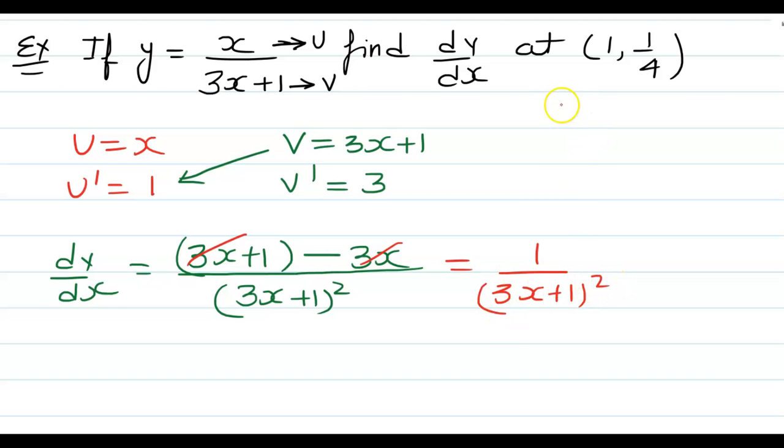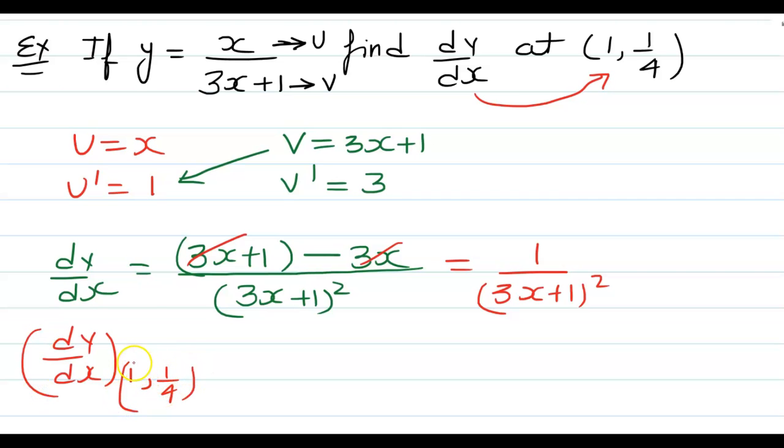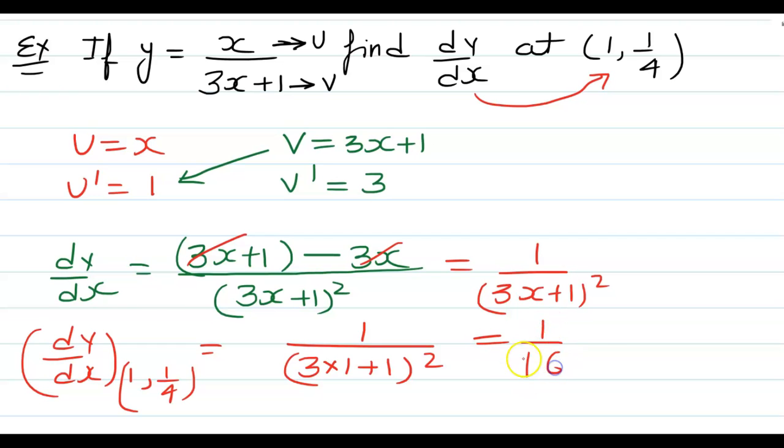square. Now the new thing here is you need to find dy by dx at this point. You can write dy over dx at 1 and 1 over 4. It means x is 1 and y is 1 over 4. You need to plug the values in here. So 1 over 3 times 1 plus 1 square. 3 times 1 is 3, plus 1 is 4. 4 square is 16. So your answer is 1 over 16.